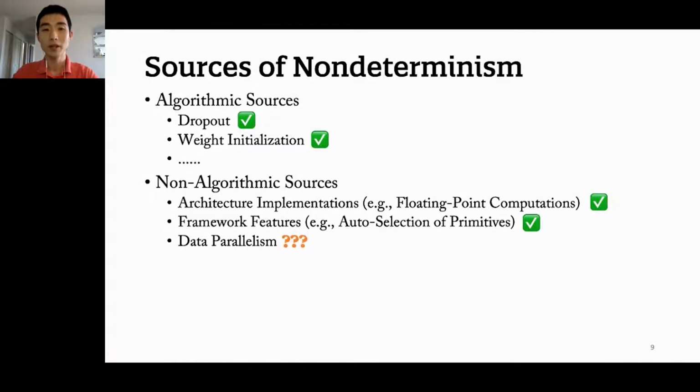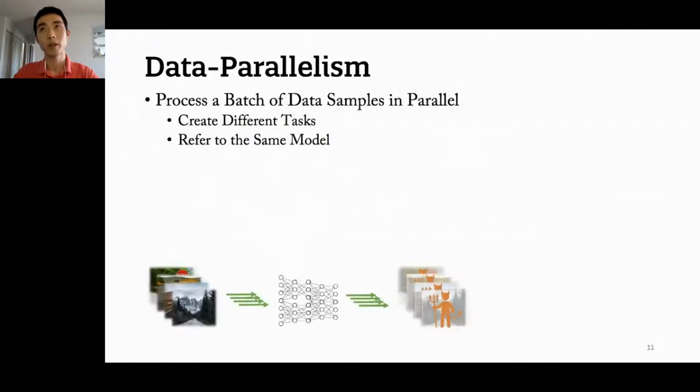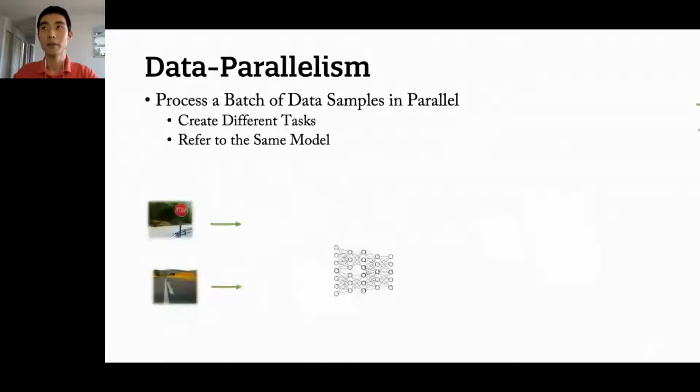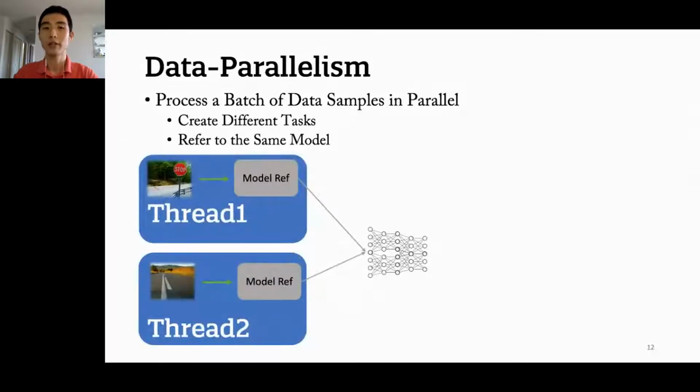For example, some of the commonly used frameworks, like TensorFlow, cannot handle the non-determinism introduced by data parallelism. So what is data parallelism? We know that to speed up the training process, machine learning models can process a batch of data at the same time. For each data sample, the framework creates a scheduling unit for it. It's called a task. Then it dispatches these tasks to different threads. Note that all these tasks refer to the same model.